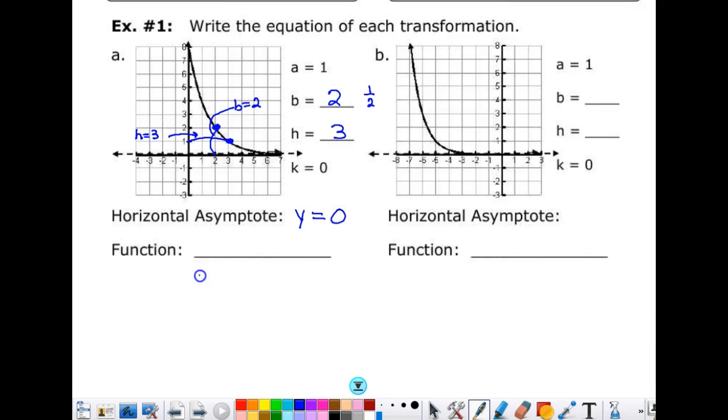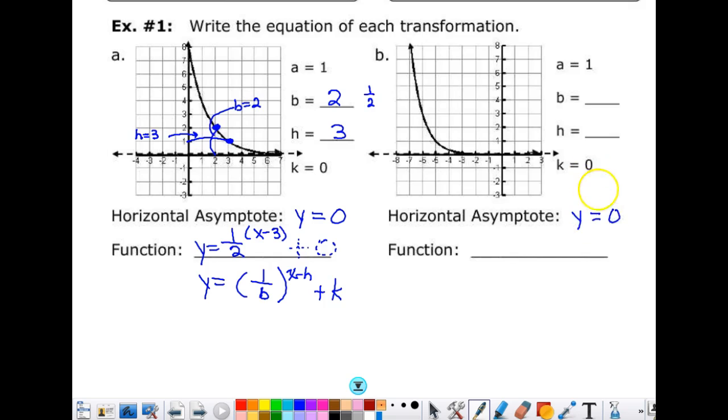So let's write our function. It's going to be 1 over B x minus h plus k. So 1 over 2 x minus 3. We don't have a k value other than 0. I mean, k does have a value, it's 0, but it's just not affecting the graph, is it? So here, once again, k is 0, that matches.